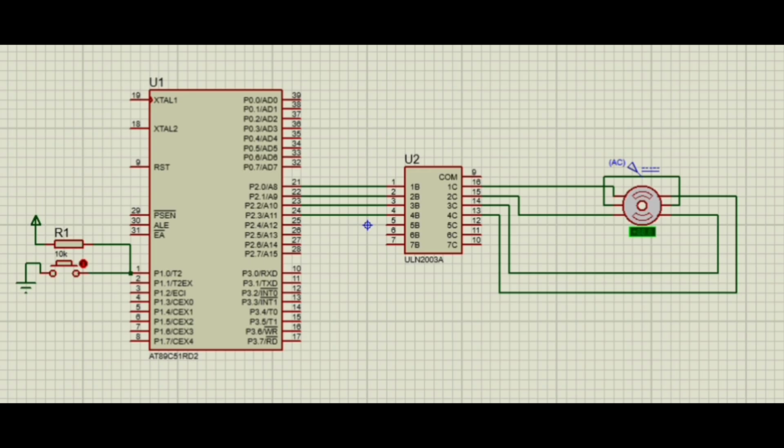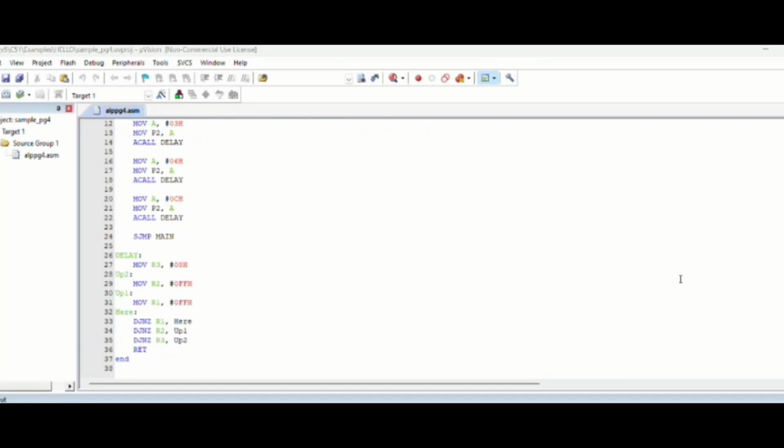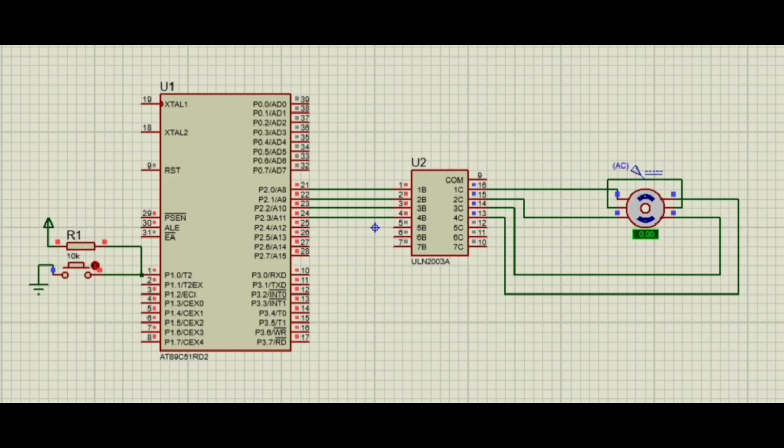The common pin of the ULN2003A is connected to high voltage and used for the internal freewheeling diodes to protect against back EMF generated by the motor. Here is the code for our project. On simulation, it's the working of the circuit.